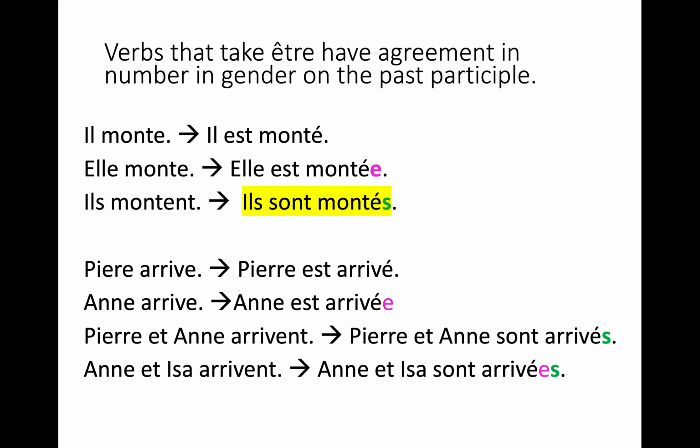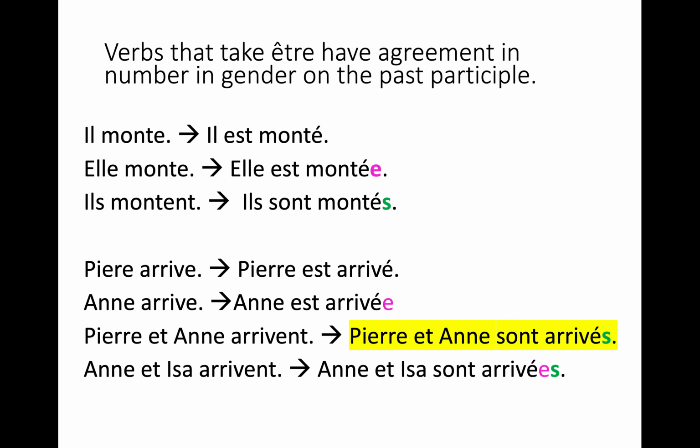Il monte, notice that the first il monte sounds exactly like the other il monte. All right, ils sont montés. So you see we conjugated être for ils, and ils is masculine, so we don't add an E, but it's plural, so we added an S. Pierre arrive, Pierre est arrivé. Anne arrive, Anne est arrivée. It's feminine, singular, so we add an E.